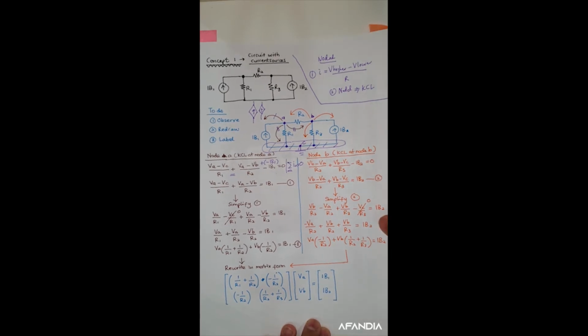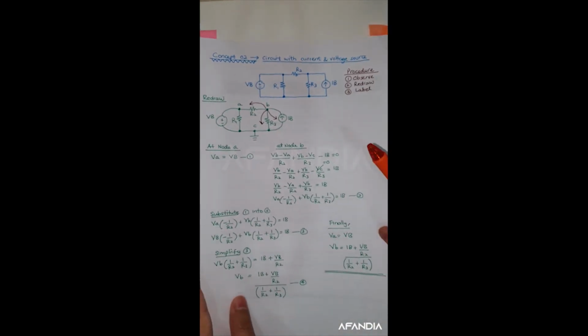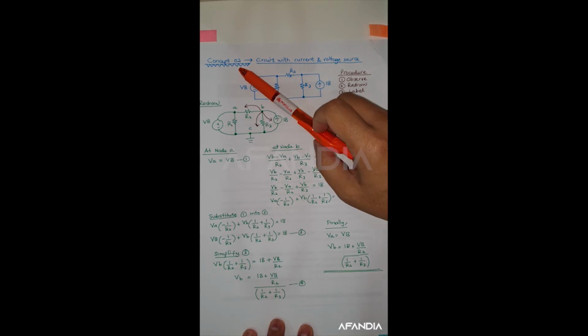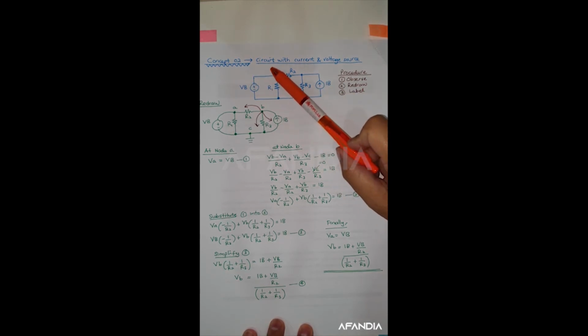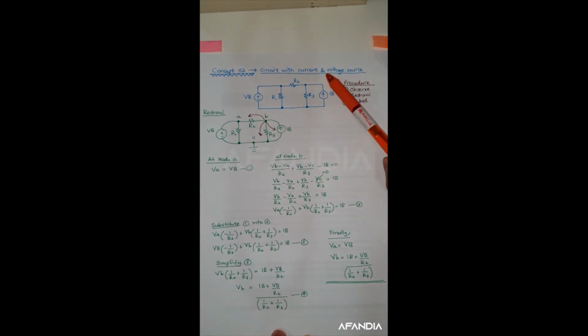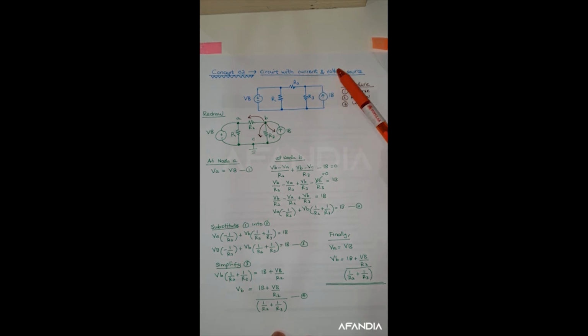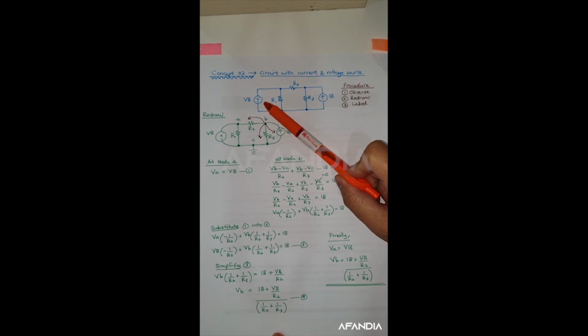Okay, so for the second concept, today we are going to discuss circuit with current and voltage source. The previous one was a circuit only with current sources, but here we have current and voltage. So we have current, IB, as well as voltage.